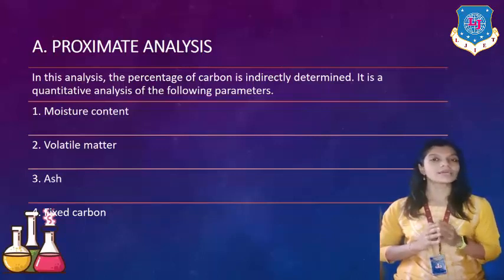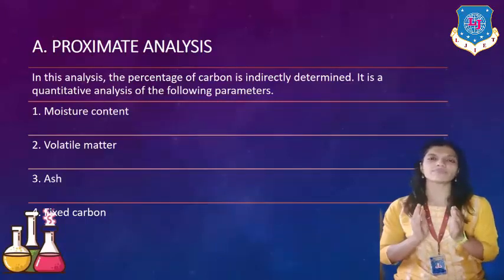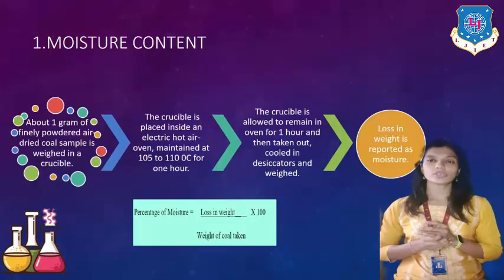As we know, wood contains a very low percentage of carbon, while anthracite contains the highest percentage of carbon. As the percentage of carbon increases, the calorific value of that coal also increases. Now we need to understand properly why it is of so much importance. Okay, let's begin one by one. Number one, which is moisture content, right?